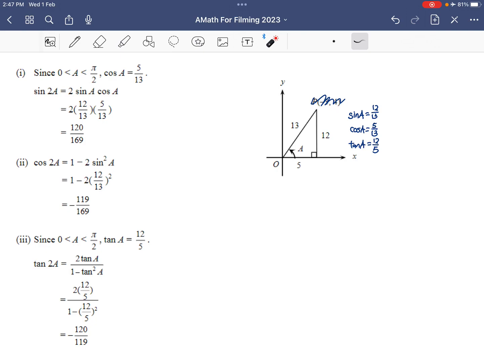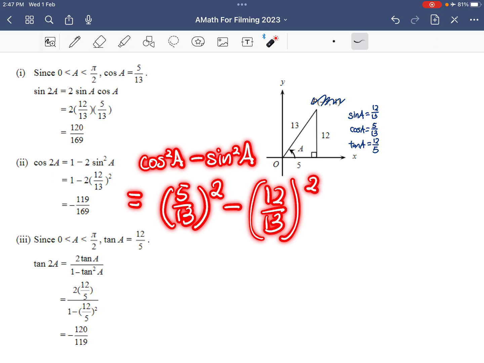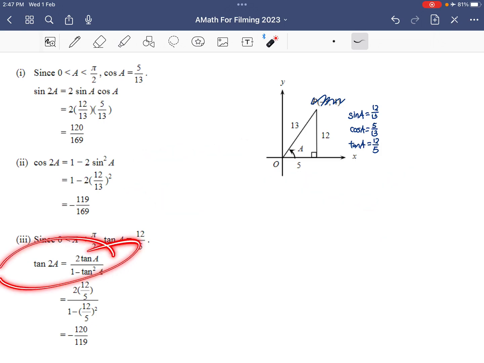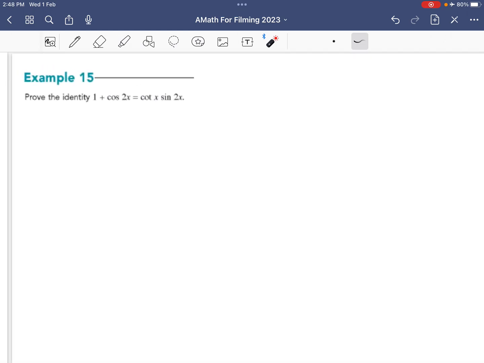Cosine of 2A, 1 minus 2 sine squared A, then I get -119 over 169. Even if you had used a different form, you should get the same answer. For example, if you have tried cosine squared A minus sine squared A, what you get is (5/13) squared minus (12/13) squared. Using a calculator, you will also get the same answer, negative 119 over 169. So any of the three paths for cosine 2A that you take will still lead you to the same answer. In part 3, a simple application of tangent 2A, I get negative 120 over 119.